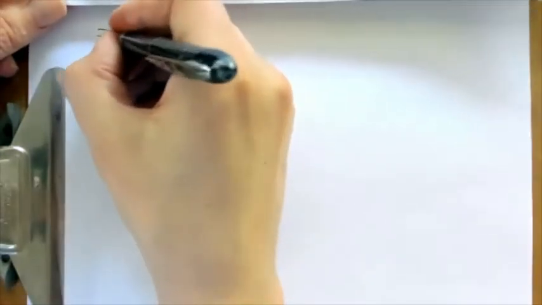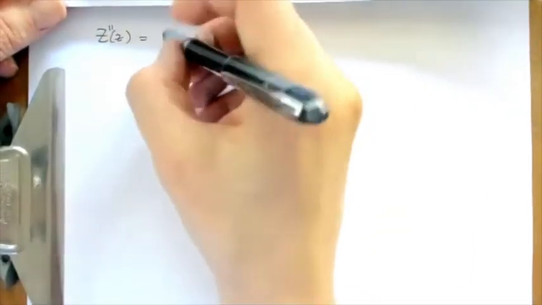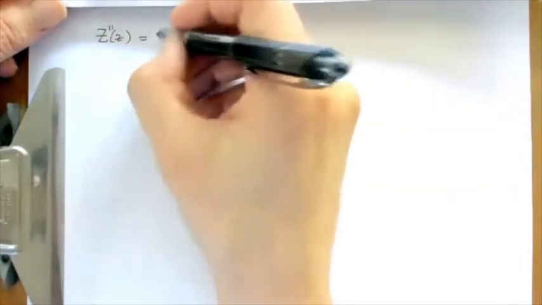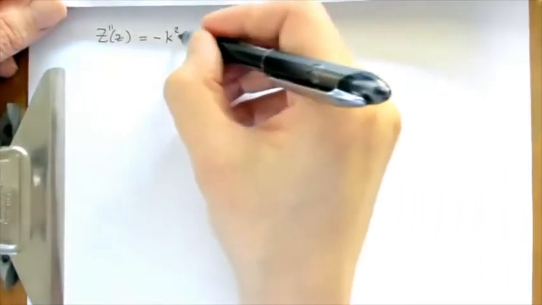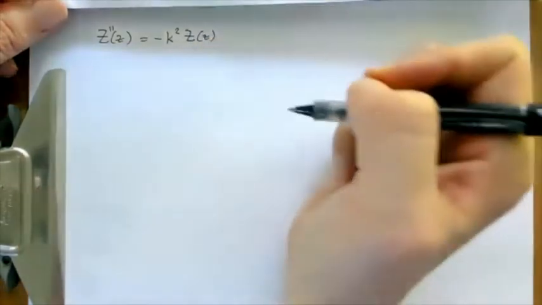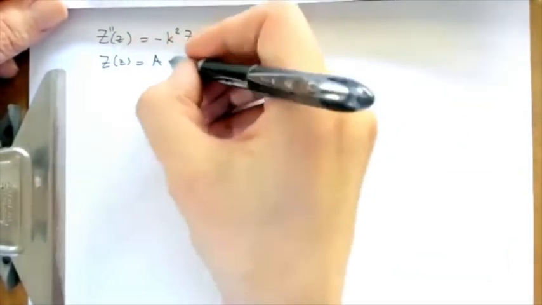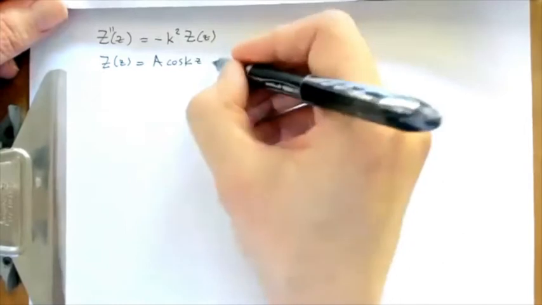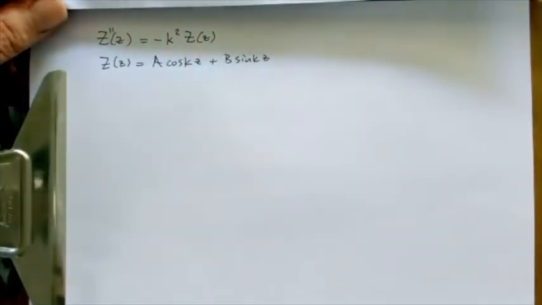In that case, we'll get z double prime equals lambda. So let me call lambda minus kappa squared, so it's clear that it's a negative number, and we'll need the k twice because we'll have the second derivative, times z of z. Then the most general solution to this is some A cosine kz plus B sine of kz.